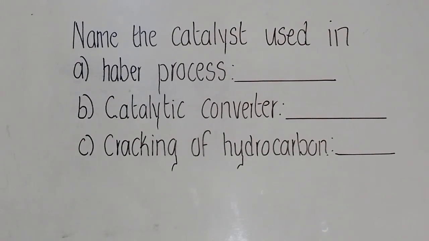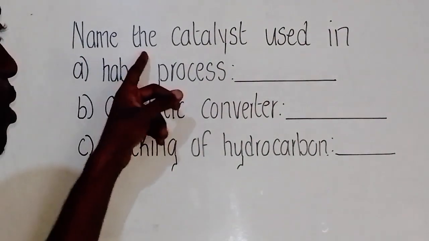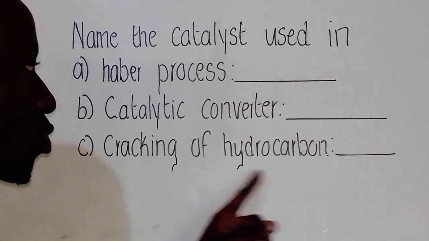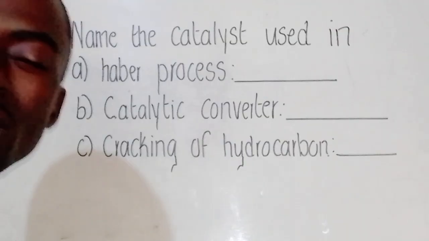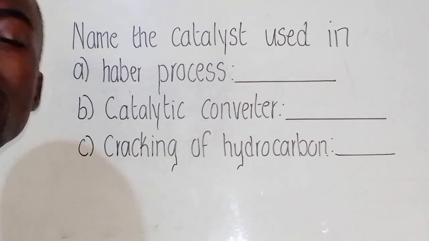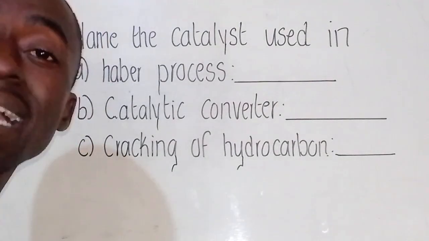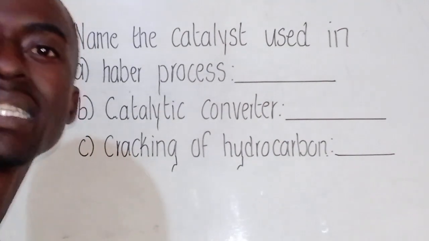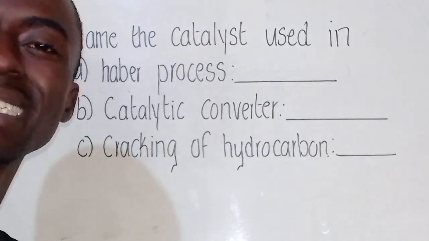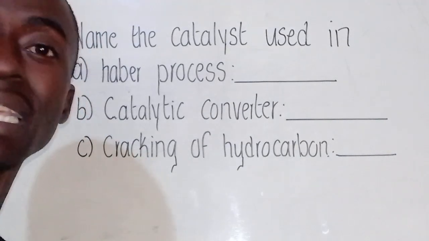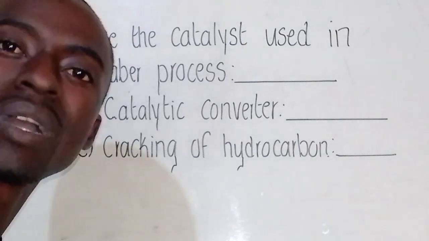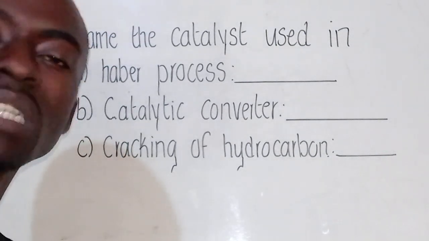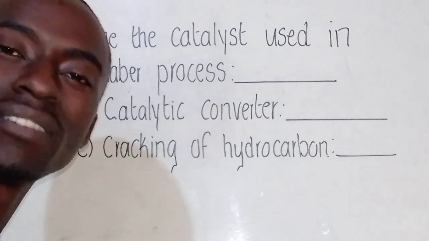Okay, so we have a chemistry question that says name the catalyst used in Haber process, catalytic converter, cracking of hydrocarbons. You need to understand that a catalyst is a substance which speeds up the chemical reaction without itself being permanently changed. In simple terms, this means a catalyst undergoes physical change without chemical change. In short, a catalyst is a substance which lowers the activation energy so that there is more collision. More collision simply means products are formed at a faster rate.